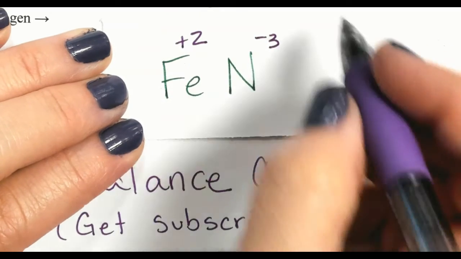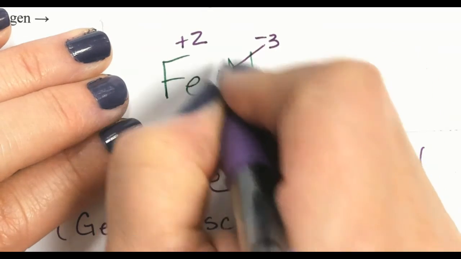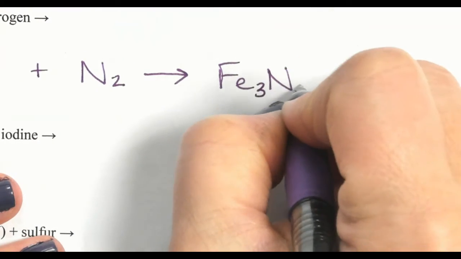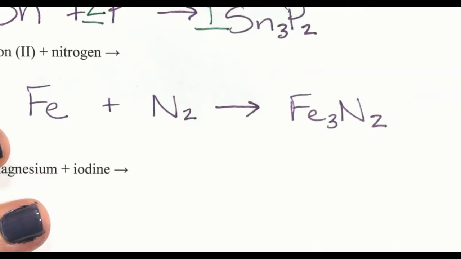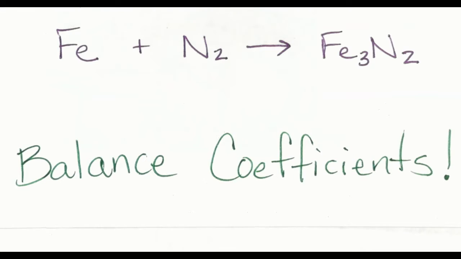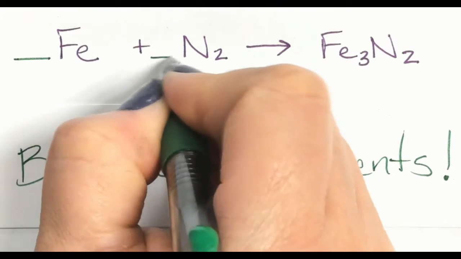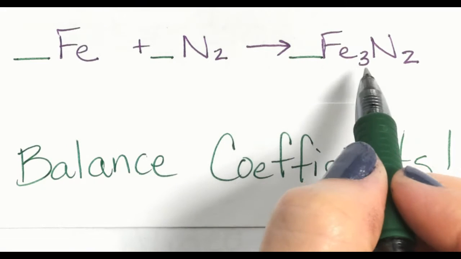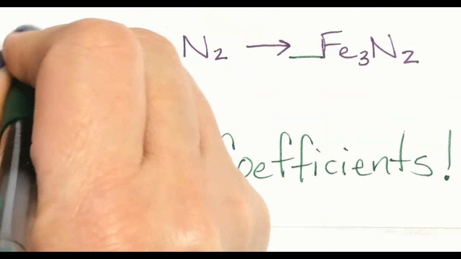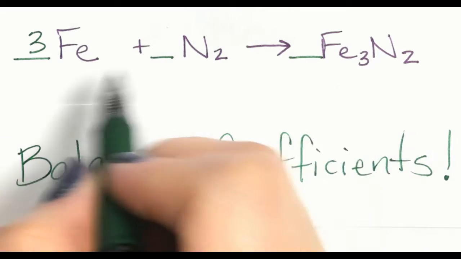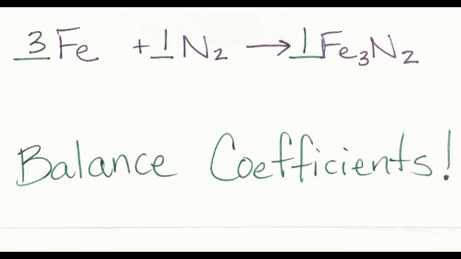So if I crisscross, this has a subscript of 3, this has a subscript of 2, so it's Fe3N2. So this is Fe3N2. And now that I've balanced my charges to get my subscripts, I'm going to balance the coefficients. Put a blank in front of each, and let's figure out what their coefficients are. I have 1 iron on the left, 3 iron on the right, so I need a 3 here. I have 2 nitrogen on the left, 2 nitrogen on the right, so those are balanced. This will be 3, 1, and 1.